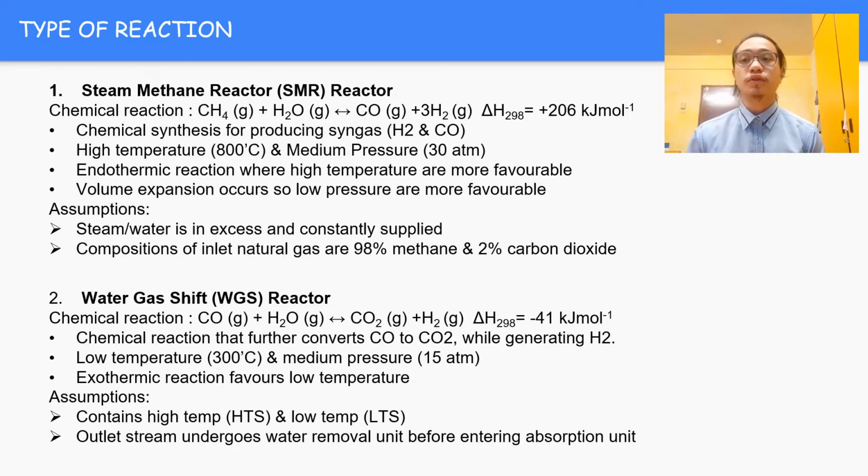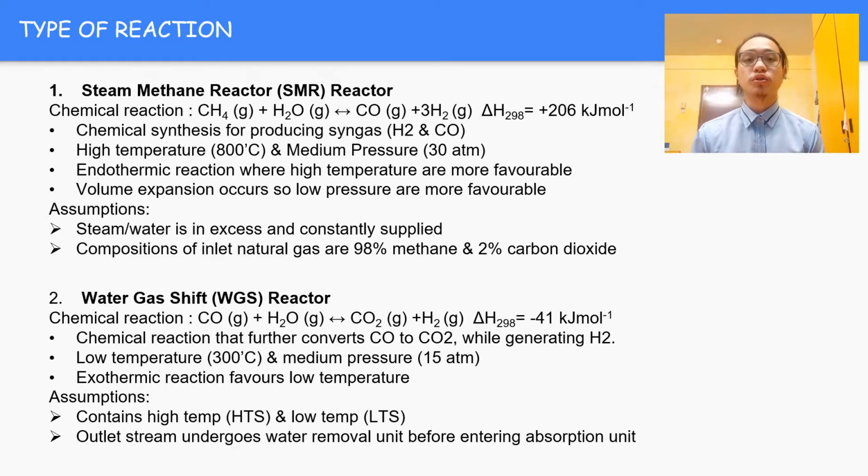Okay, so the next one is the water gas shift reactor. So in the water gas shift reactor, WGS, the chemical reaction is carbon monoxide reacting with H2O, producing carbon dioxide and hydrogen. So this chemical reaction, which occurs in WGS, further converts the CO to CO2 while generating H2 also. So this reaction favors low temperature and medium pressure, and it is also an exothermic reaction which favors low temperature generally. However, we assume that this WGS reactor contains high temperature shift and also low temperature shift.